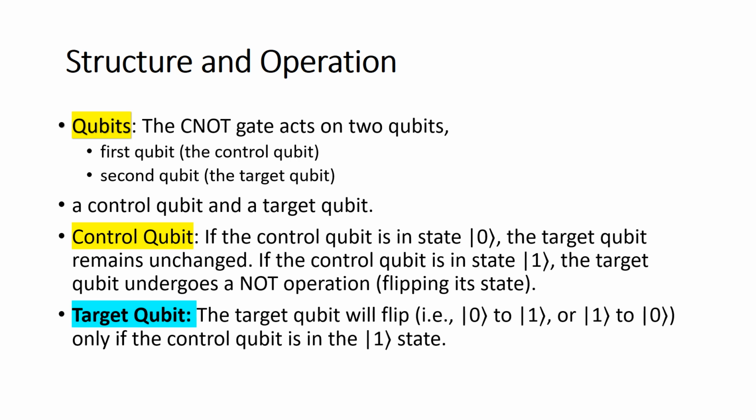The first qubit corresponds to the control qubit. The second qubit corresponds to the target qubit, which means the control qubit value takes state 0 or 1. Whenever the control qubit takes value 0, the target qubit value remains the same on the output. Whenever the control qubit value takes 1, the target qubit value flips from 0 to 1 or 1 to 0.